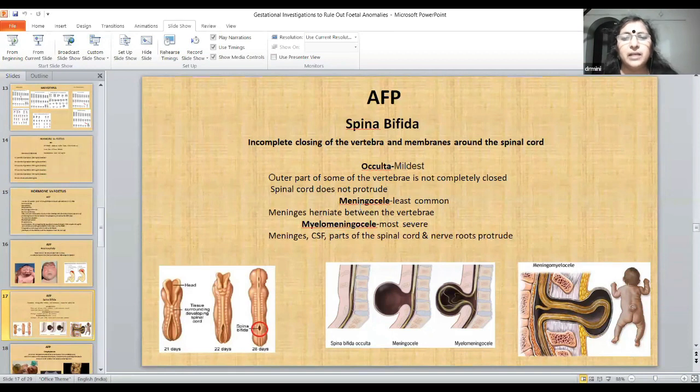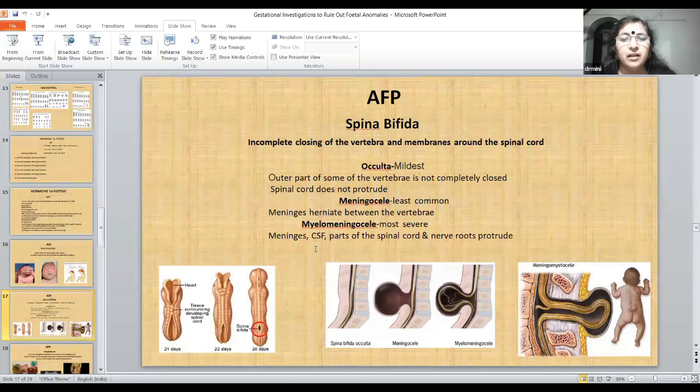The second one is meningocele. Meningocele is least common. Here the meninges herniate between the vertebrae. Between the vertebrae, the meninges will come out. Here there is only some gap, but here there is more space, and the meninges will come out, and it will be like this. And the third one is myelomeningocele.